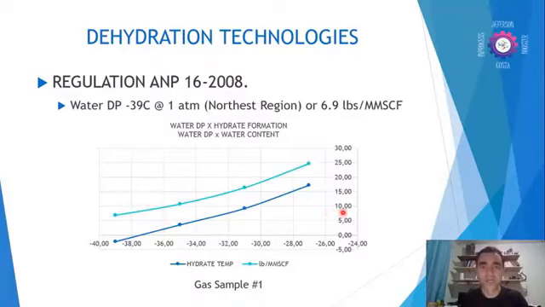per million cubic feet. And to have the formation of the hydrate, my gas must reach around between 0 and minus 5 Celsius degrees. So it is around minus 2.5 Celsius degrees. So with that, I can evaluate how much I should reduce the water content in my stream.